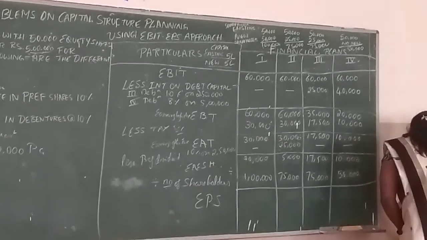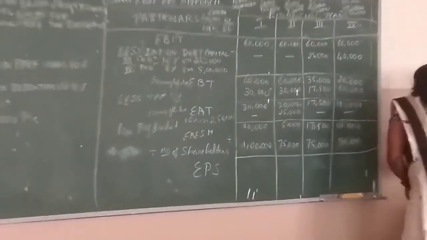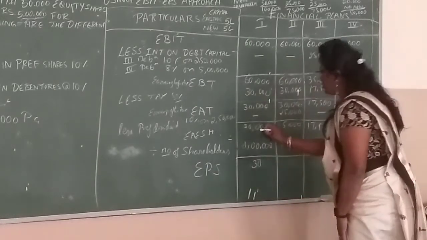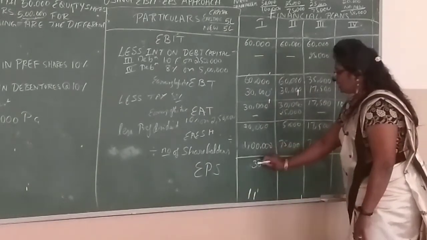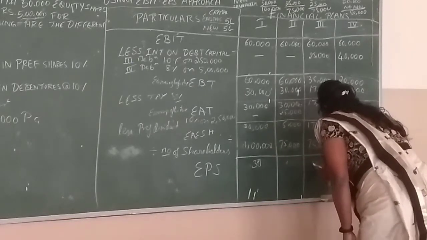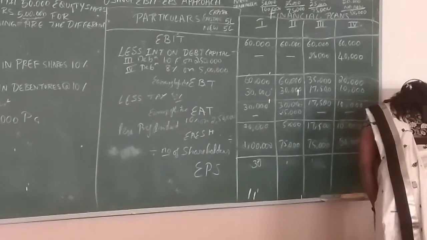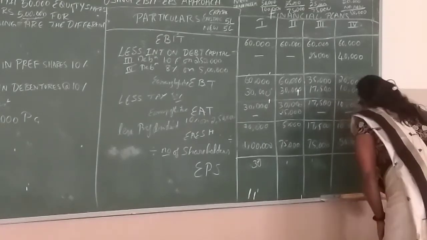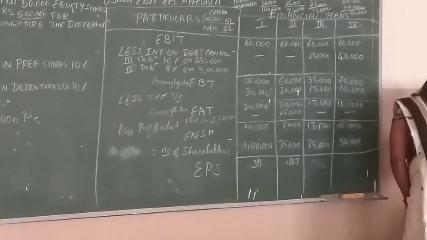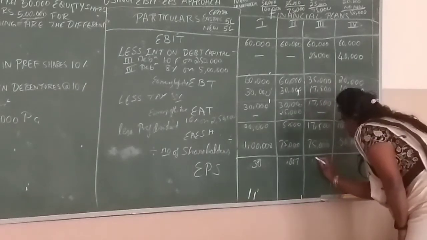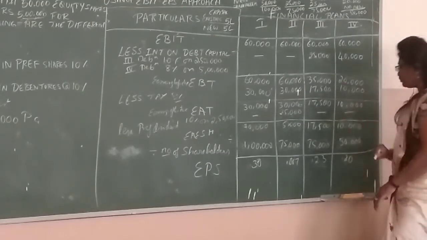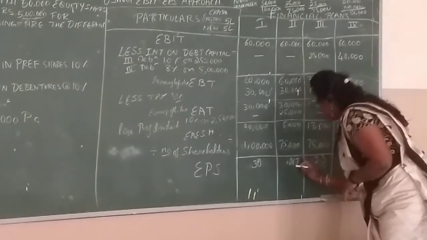Now the next important job is we have to divide. Once we divide this, we get 0.30: 30,000 rupees divided by 1 lakh shareholders, we get 0.30. Then for the second plan we get 0.067. The third plan we get 0.23, and the fourth plan 0.20. Okay, so what does it mean?